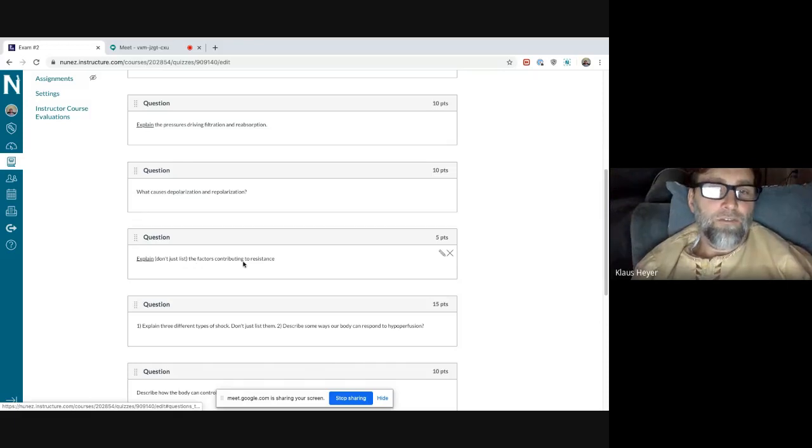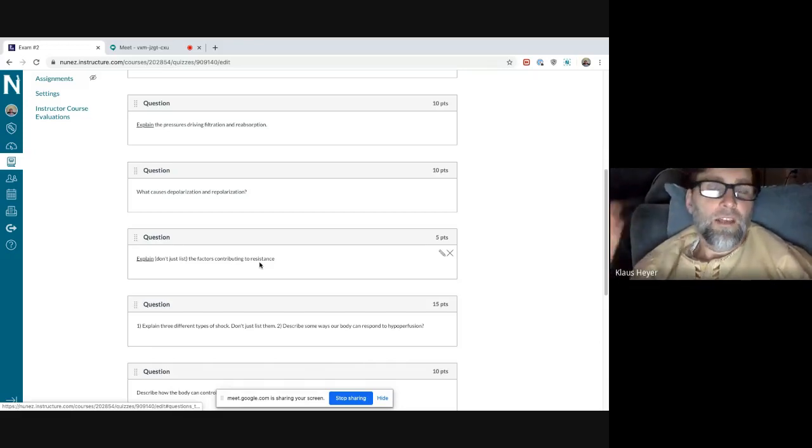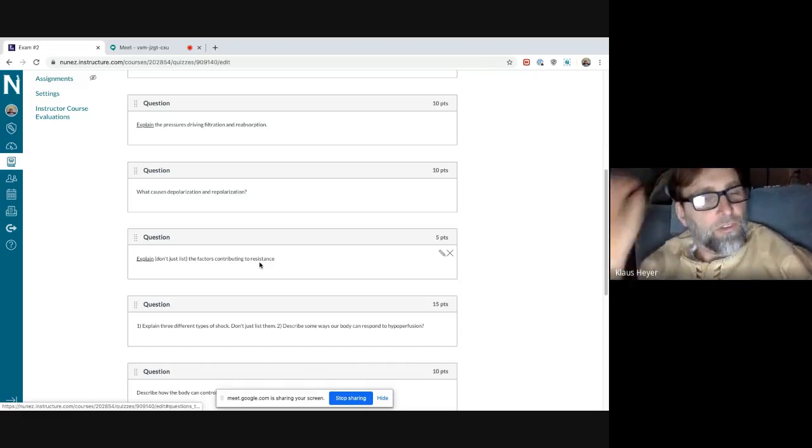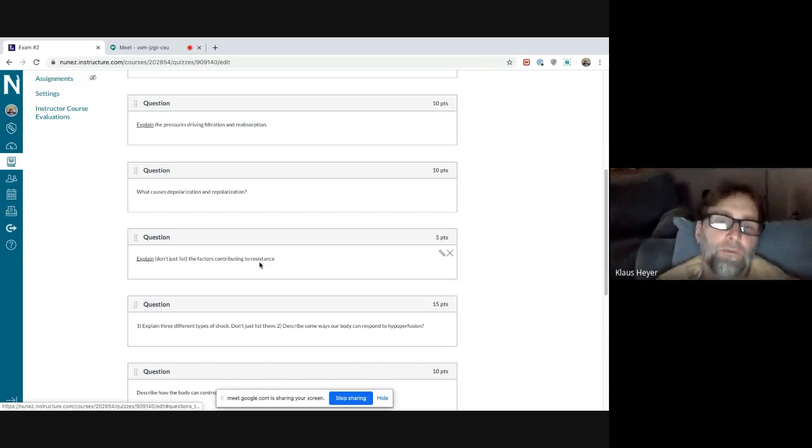Okay, so explain the factors contributing to resistance. That was the length of the blood vessel. The more blood vessel you have, the more resistance. The lumen: as the lumen gets smaller, the resistance goes up. And viscosity. So that's right off the slide.